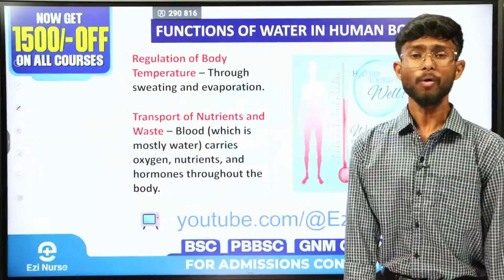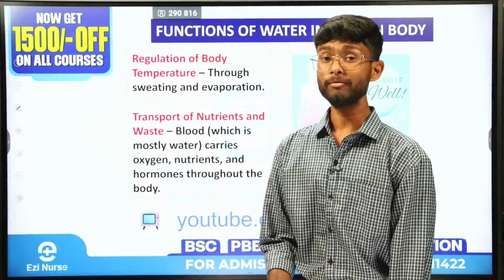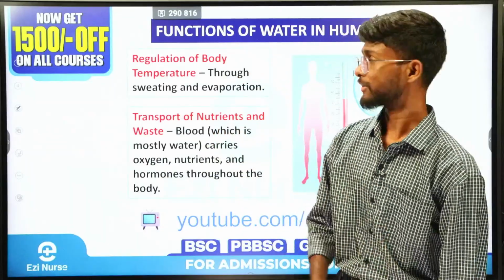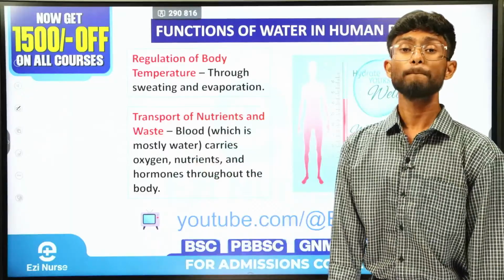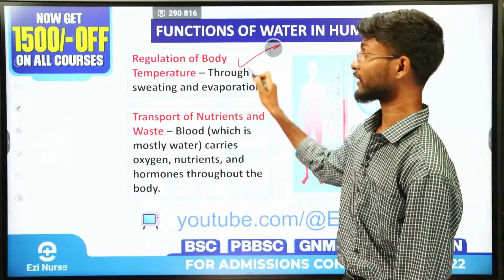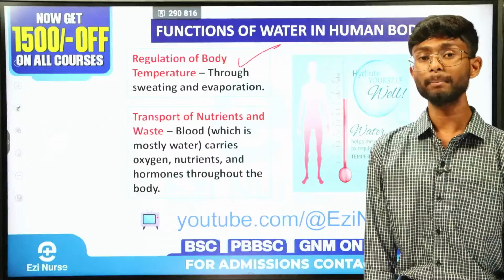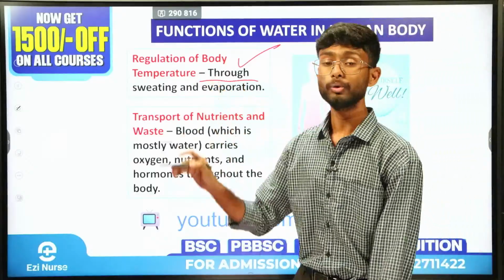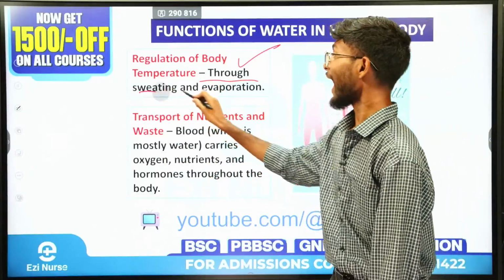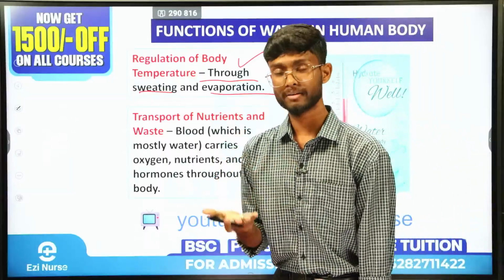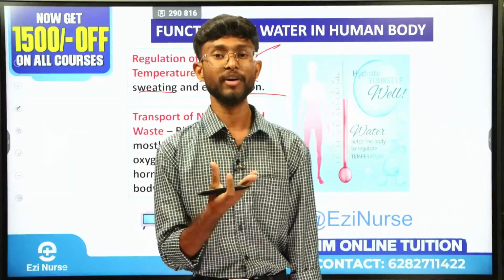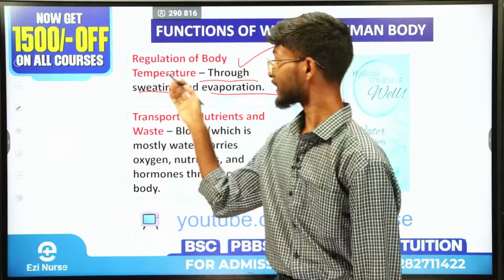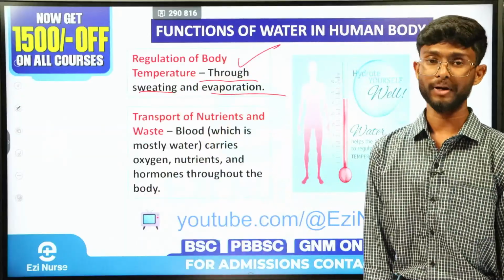Next we'll see what are the functions of water, why we need to study why water and electrolytes are very important. So first is regulation of body temperature. Why is it important? It is to regulate the body temperature. How is water acting here? Through sweating and evaporation. When temperature rises, we excrete some waste through sweating, and that sweating leads to evaporation. That is regulation of body temperature, one function.